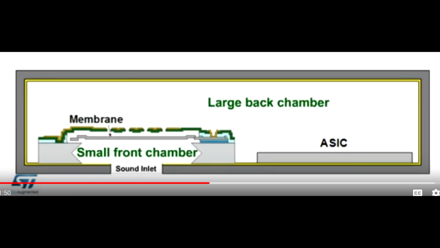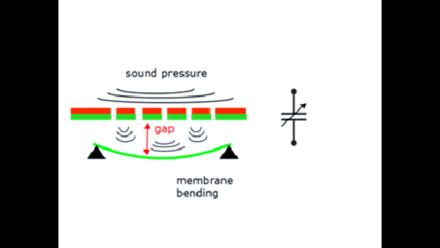Okay, here's the internal workings of the MEMS microphone. And you see in the bottom, there's a sound inlet. That's the hole in the module where the sound pressure will enter. It'll enter into the small front chamber. Now inside this chamber, there's a flexible membrane, and that will flex with the sound pressure. Now above the membrane, there's a fixed screen, and the capacitance between the flexing membrane and the fixed screen will change with the sound pressure. Now this change in capacitance will be sent into the ASIC, which is some electronics inside the microphone, and that'll change the changing capacitance into an audio output.